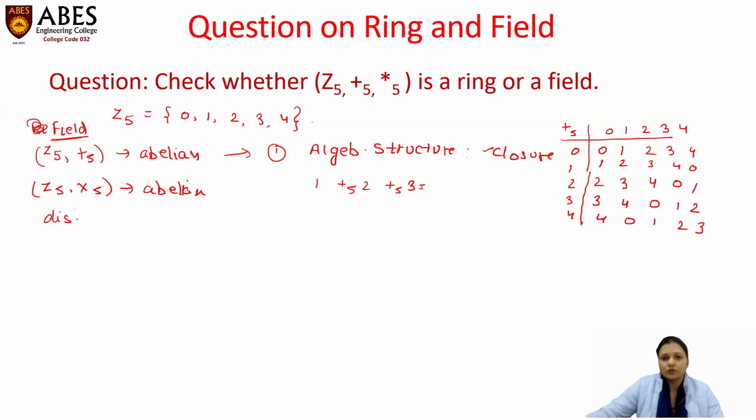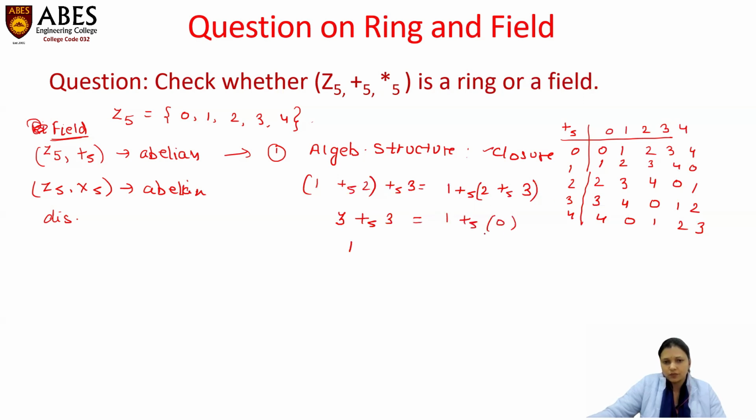Let me consider 1, 2, 3. If we change the association between the operators, the result will not change. 2 plus 1 is 3. Addition modulo 3 will give us 1. Here 1 addition modulo 5 will give us 0. So here it is 1. So the associative property is satisfied. So it is a semigroup.